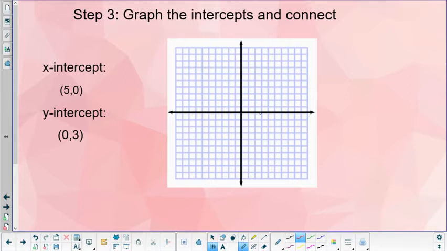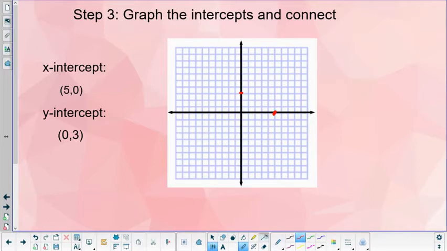Okay, so 5, 0 is going to be on my x-axis. So 1, 2, 3, 4, 5, and up and down 0. And 0, 3 is going to be on my y-axis. I'm going left and right 0, but I'm moving up 1, 2, 3.